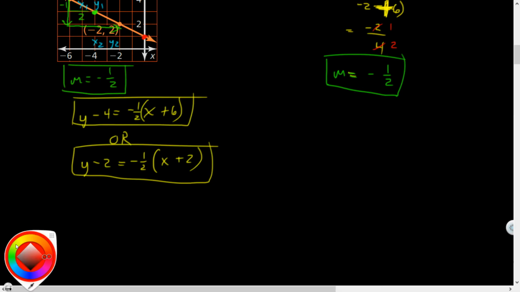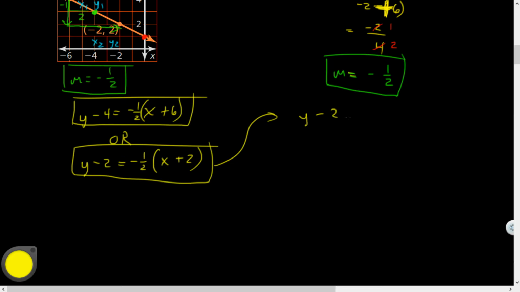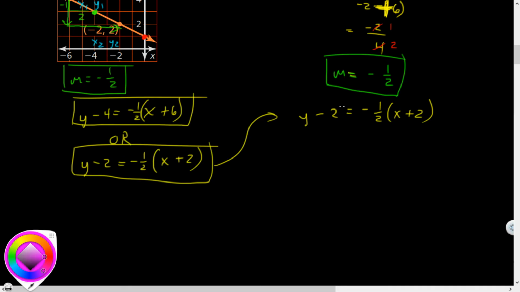taking point slope form. Let's see. I'll take this one over here and converting it. That's right. These things are transformers, friends. All right. Point slope form is evolving. Wow. This is so great, guys. We're going to change forms.